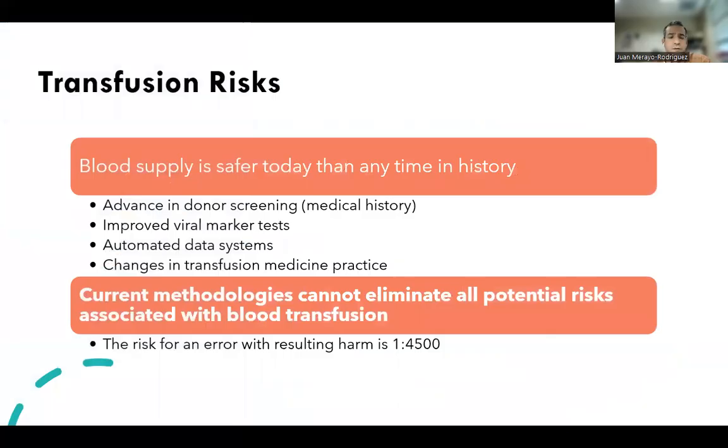The blood supply is safer today than any time in history due to advances in donor screening, looking at the medical history, improved viral marker tests with new generations, automatic data systems, including the questionnaires, and changes in transfusion medicine practice with patient blood management and better training of the new generation of healthcare providers.